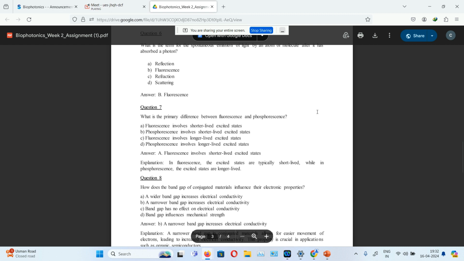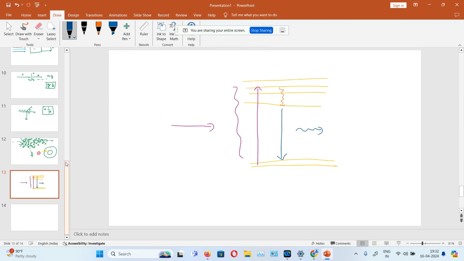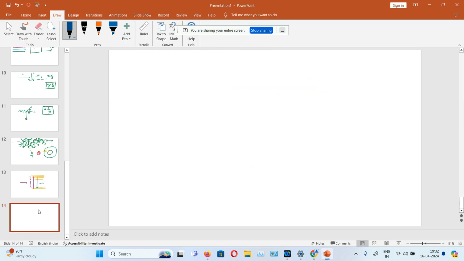So going to question number 8. How does the band gap of conjugated material influence their electronic properties? We'll see what happens when the band gap of conjugated material influences the electronic properties. In the case of conjugated materials, what happens when different species are involved and produce a band gap other than a single material? When different species are involved, what happens?